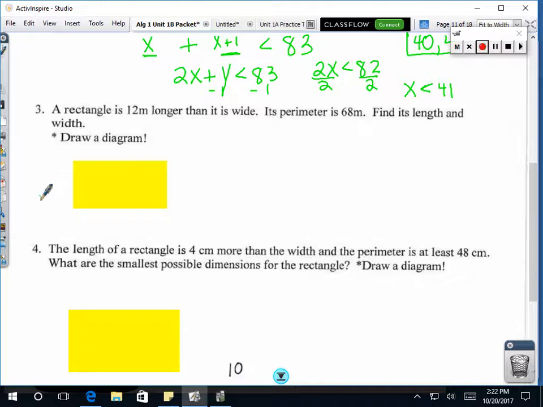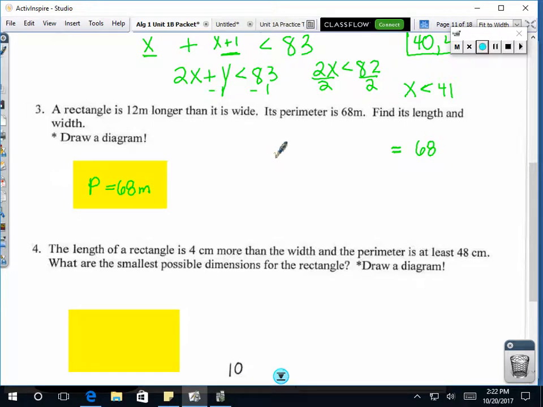Okay, what are some things they told us about this rectangle? It's 12 meters longer than it's wide. And, okay, so perimeter is 68 meters. And how do you find perimeter? You add up all four sides. Yeah, to find perimeter of anything, you just add up all the sides. So when we add up all four sides, it's going to add up to 68.